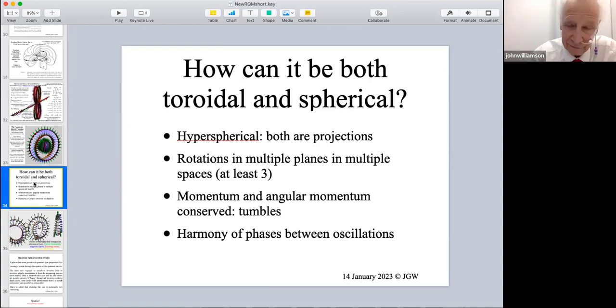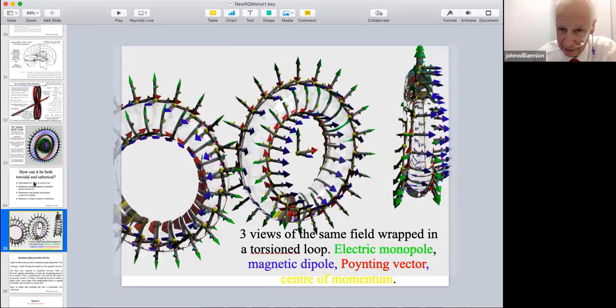So here is why it can be both toroidal and spherical, basically because they're both projections of a hypersphere. Here are three different views of the thing as it tumbles, three views of the same field. Can everybody see that?